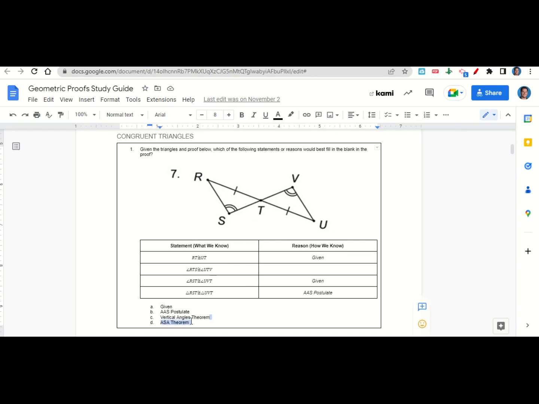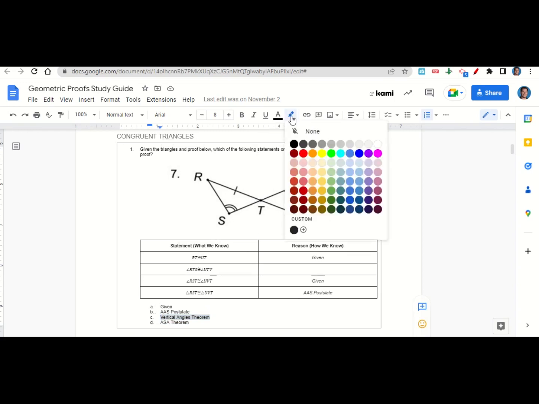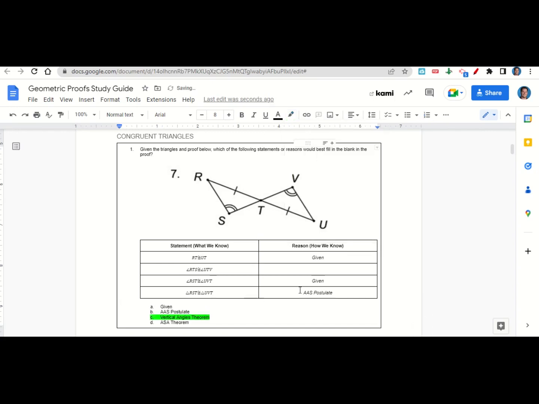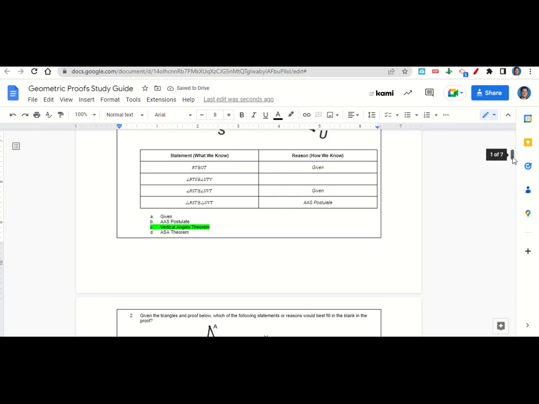So we're going to go ahead and highlight that and then change the color. So we go to our highlighter tool. And we can make it any color we want. Just make sure that it is some bright color. So we'll go with something like that. And we'll scroll down and go to another one.